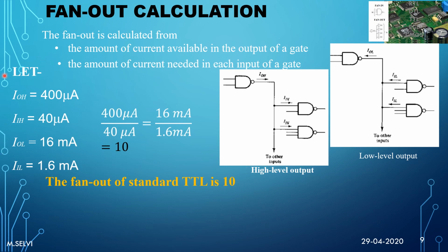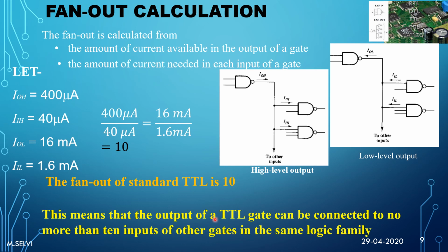The data that we have given for this current is for a standard TTL gate, and hence the calculated value of fan out is 10, which means that the output of a TTL gate can be connected to no more than 10 NAND gates, and they should belong to the same logic family. If we try to connect gates from another logic family, this fan out number will differ.